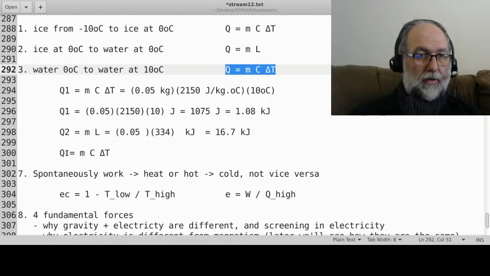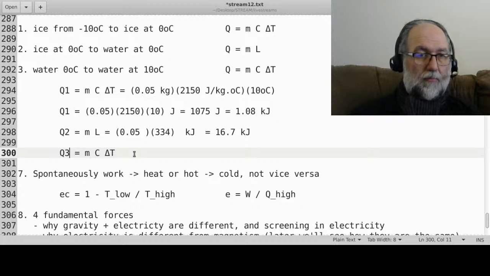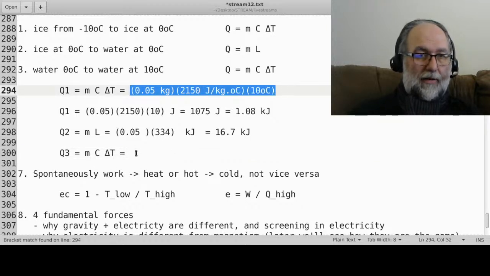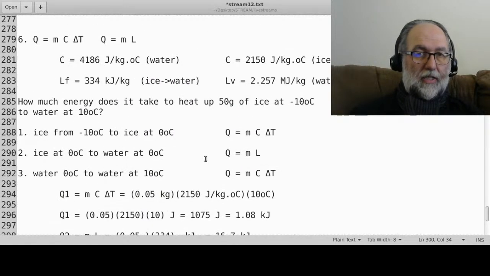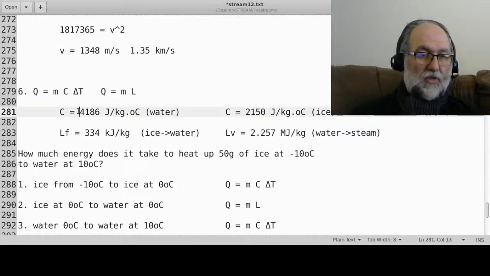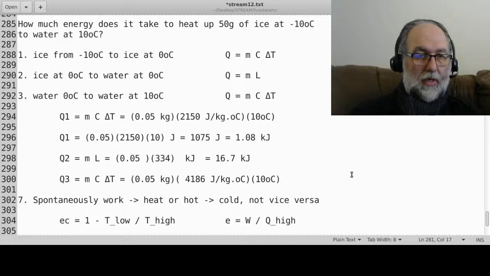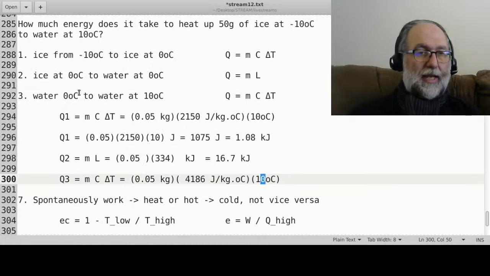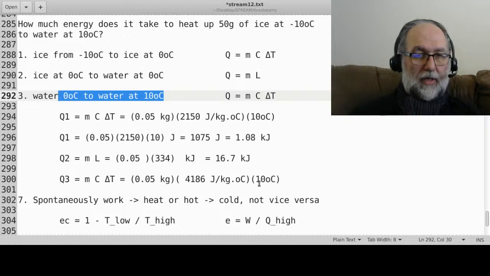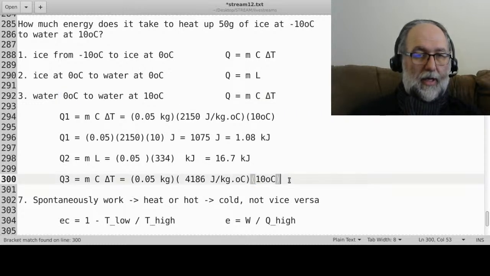And so it's this one right here. Okay. And now it's the same formula as above here like that. But now for the specific heat, we want the specific heat of water, not ice. And the specific heat of water is 4,186 joules per Kelvin. And the temperature change, that one was 10 as well, because we're going from 0 to 10. Okay, so 0 to 10 like that.